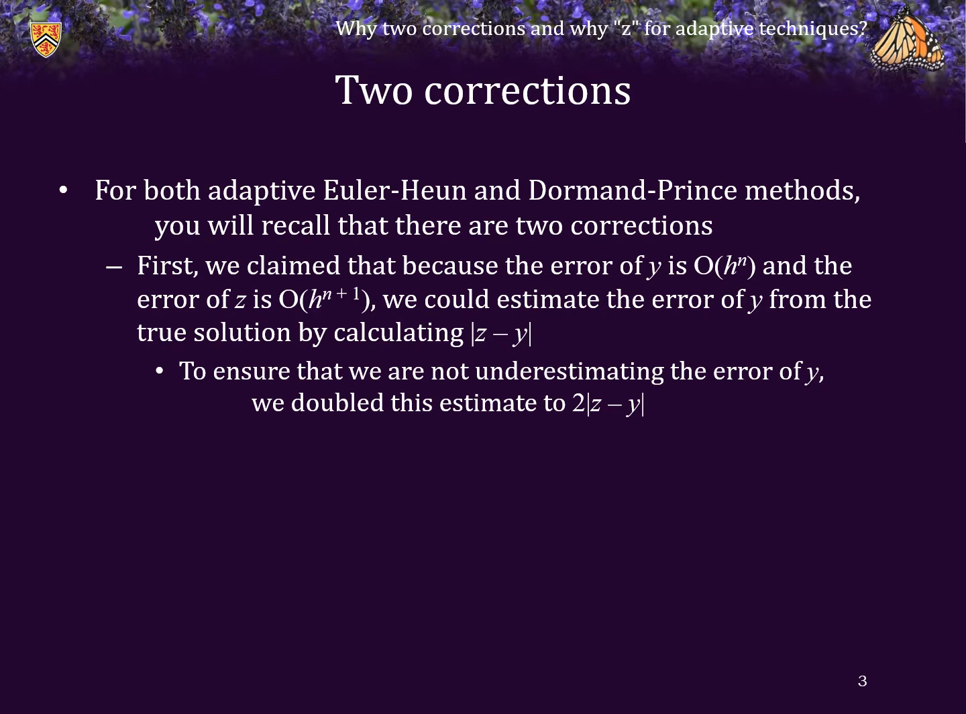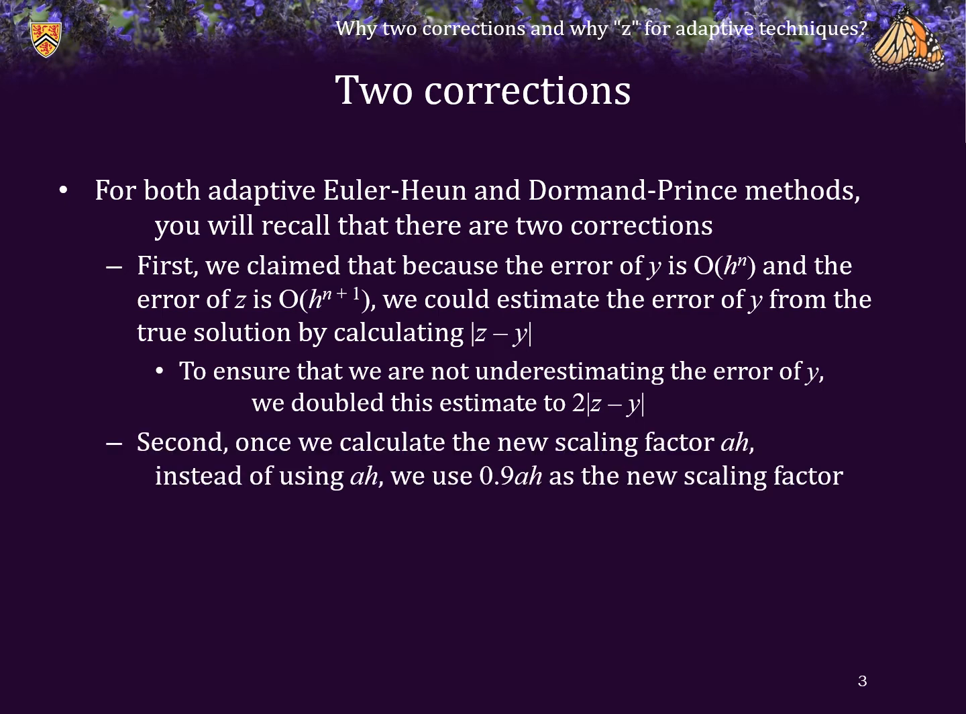Now, because z is only an approximation, although a better approximation of the actual value, it's still only an approximation. So to ensure that we do not underestimate the error of y, we double this estimate. So we use twice the absolute value of z minus y. Second, once we calculate the new scaling factor A times H, instead of using A times H, we use 0.9 times A times H as the new scaling factor. This is our second correction.